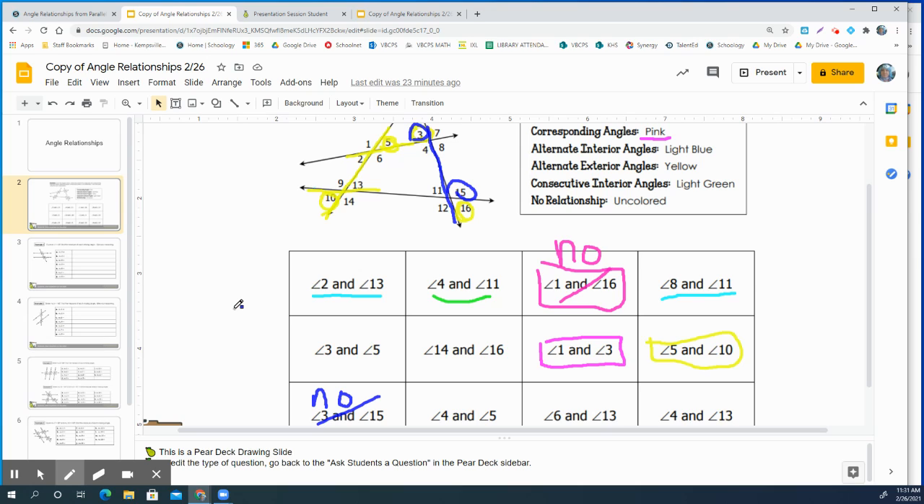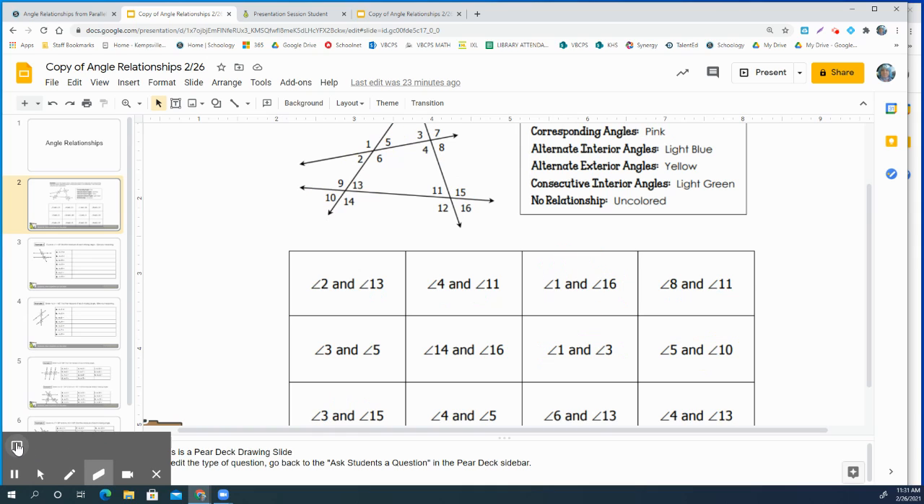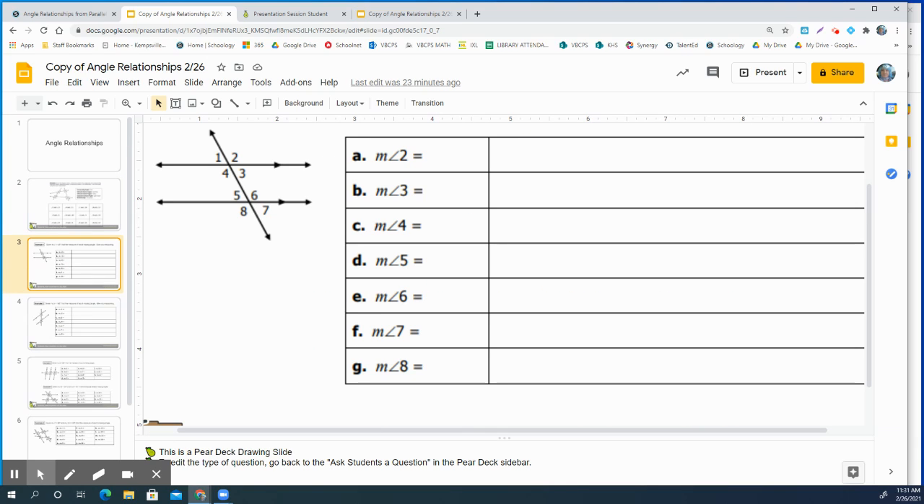Any other ones that we want to talk about or look at? I don't really want to go over all of them, but we can if we need to. We're going to practice this more. You'll get better at it as we practice it. So let's go to slide 3, because a lot of people did some great stuff on slide 3, and this is going to be very similar to one of your homework questions.